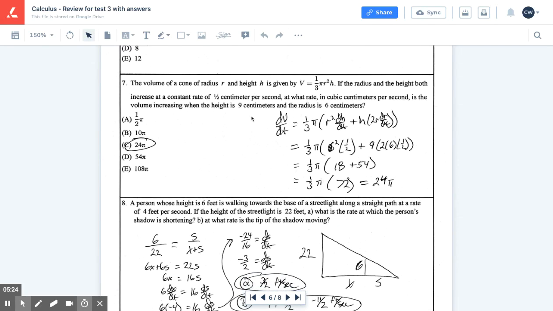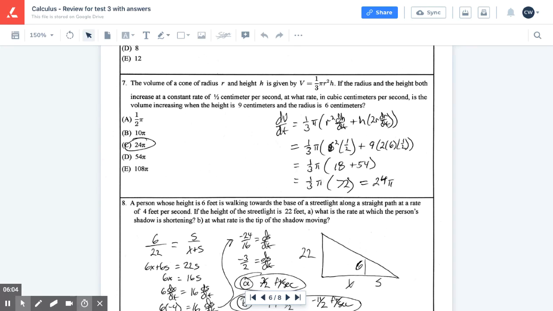All right, 7. Volume of a cone of radius r and height h is given by v equals 1/3 pi r squared h. If the radius and the height both increase at a constant rate of 1/2 centimeters per second, at what rate in cubic centimeters per second is the volume increasing when the height is 9 centimeters and the radius is 6 centimeters? So I need to take the derivative of this. Derivative of v is dv dt. The 1/3 pi is a coefficient, so I put that out front. And then I do the derivative of r squared and h. Since it's being multiplied, that means I need the product rule. So first, derivative of the second plus the second times derivative of the first.